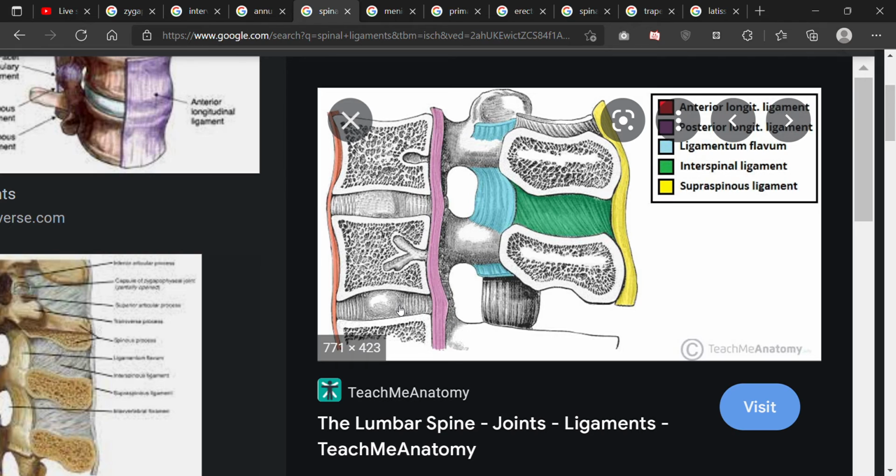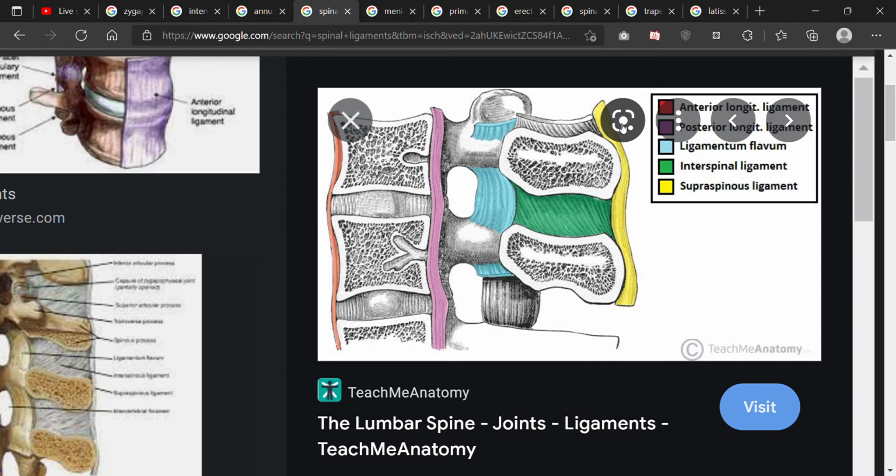And then you have the PLL, which runs on the back of the vertebral body. Then you have the ligamentum flavum, which connects your lamina together. You have the interspinous ligament, which connects the spinous processes together. And then you have the supraspinous ligament, which is the most dorsal, and it connects the tips, or the dorsal portions of the spinous processes together.